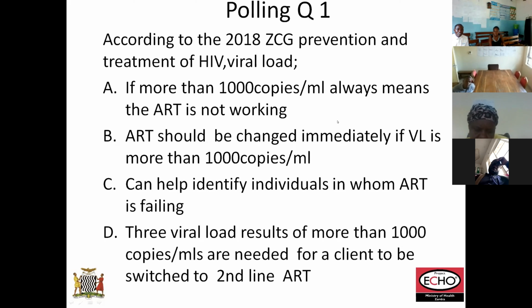So that's how the voting is going so far. Some people feel that we need 3 viral load results for you to change a patient, while others feel it can help identify individuals in whom ART is failing. Okay, so we'll move on. That's how our results are looking.